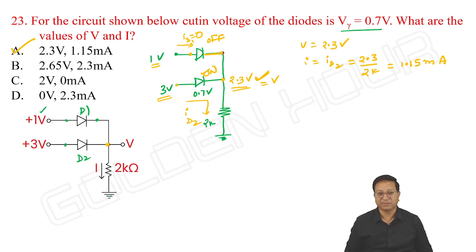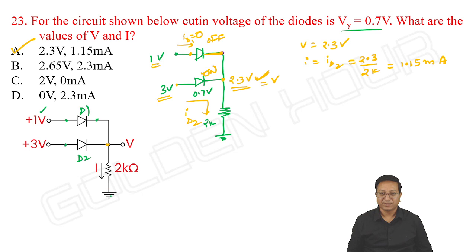Very, very simple. Okay. So this is how we can solve this problem. Here, for the first time, without calculating ID1 and ID2, I have made a conclusion that D1 is off and D2 is on, even though the anodes of both the diodes are connected to some positive potential. This is how we can do this.